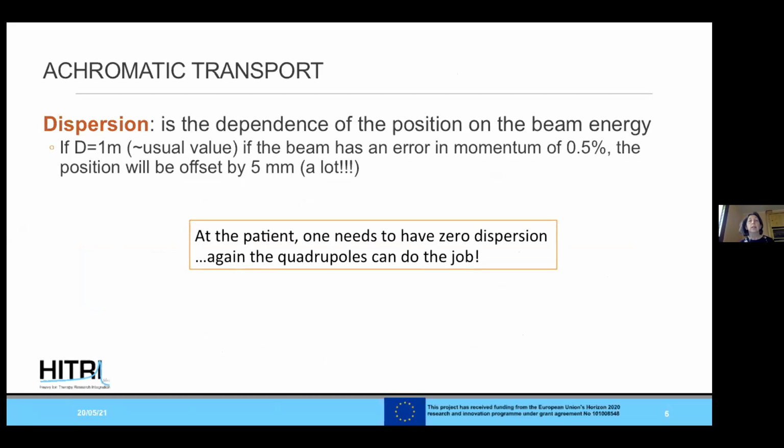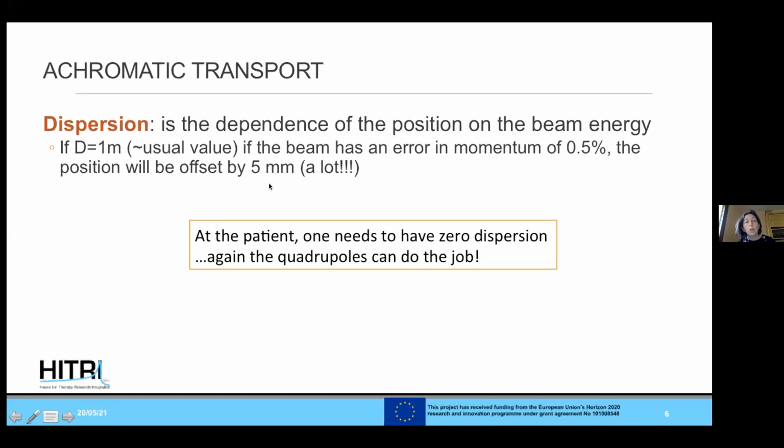One extra ingredient, which Mariusz also already introduced, is the dispersion. And this is the dependence of the position on the beam energy. This is very important for the lines and for the gantry, because let's imagine that the dispersion is one unit, 1 meter, okay? This is always what happens, 1 meter or two. Then if the beam is not perfectly centered in energy, but it has an error in beam momentum, relativistic momentum is linked to the energy, an error of 5 per mil, then the position of your beam will be already offset by 5 millimeters. And this is a lot. Okay, you cannot afford to be offset in the patient by that much.